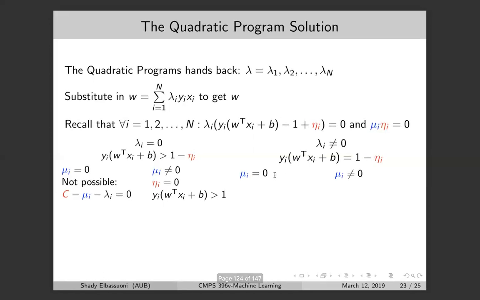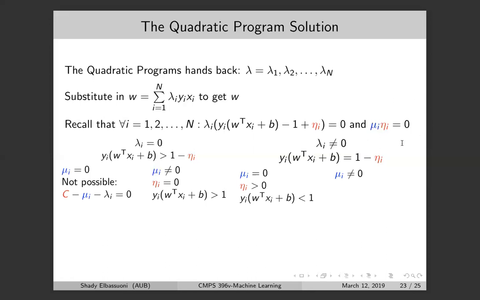Again, I have 2 cases. Mu I is equal to 0, mu I is not equal to 0. When mu I is equal to 0, I get that eta I is not equal to 0, so eta I is positive. And I get that yi w transpose xi plus b is less than 1 because eta I is positive. And when mu I is not equal to 0, I get that eta I is equal to 0.